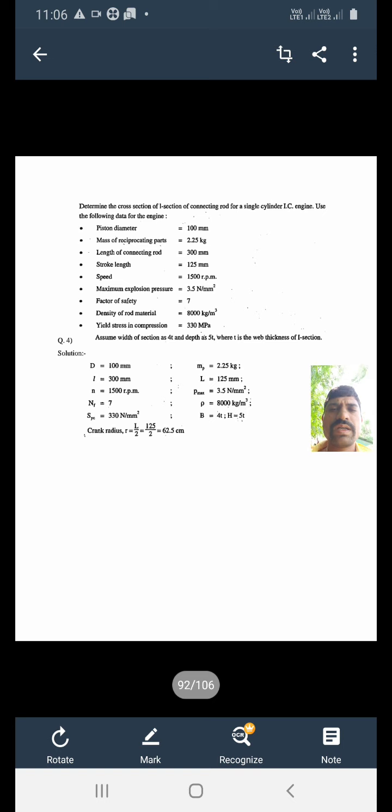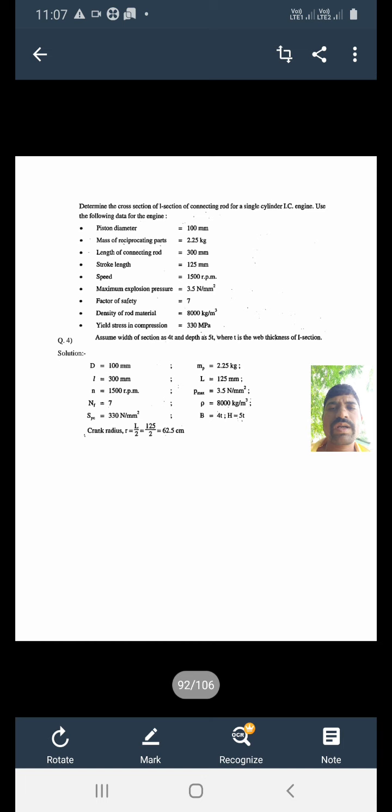We'll see the theory part of the connecting rod, how to design the connecting rod. On the basis of the design of connecting rod, you will get one numerical for 16 marks in the examination. We'll see the numerical with the help of given data, and try to solve it. Determine the cross section of L section of connecting rod of a single cylinder IC engine.